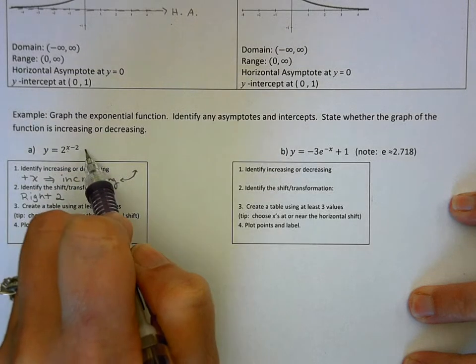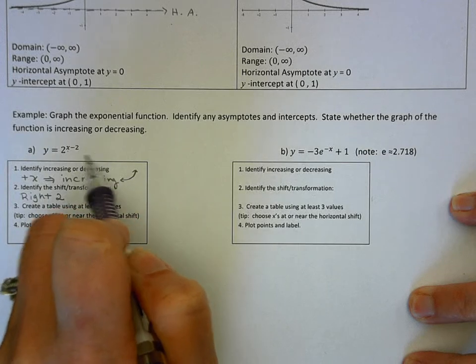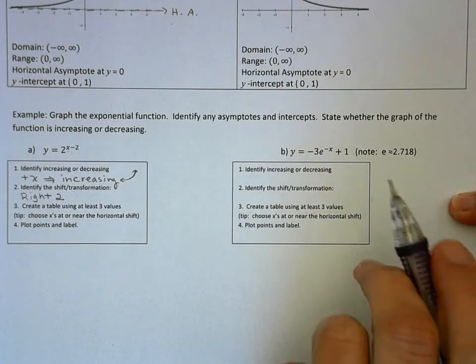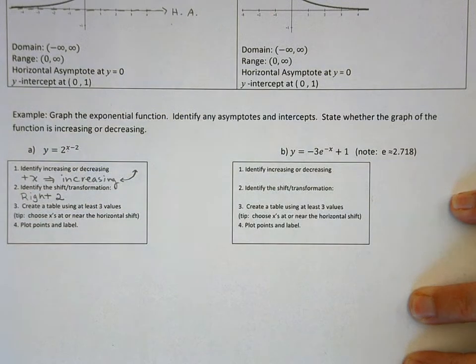Now if there had been a plus 1 down here, then I would have to go up 1. Or say minus 3, then I would go down 3. And then I'm not multiplying by anything here, so there's no stretch or reflection.